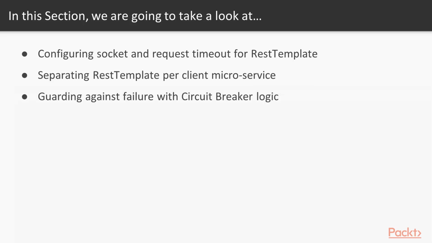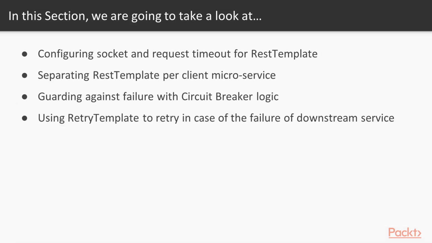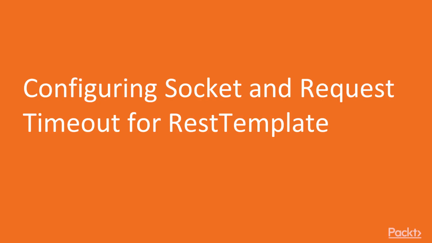Then we'll be guarding against failure with circuit breaker logic. So if something goes wrong with that request, we will fall back to specific logic. Finally, we'll be using retry template to retry in case of a failure of a downstream service. So we'll be specifying the number of retries and we'll be testing that logic. This is the first video, in which we'll be configuring socket and request timeout for our REST template.